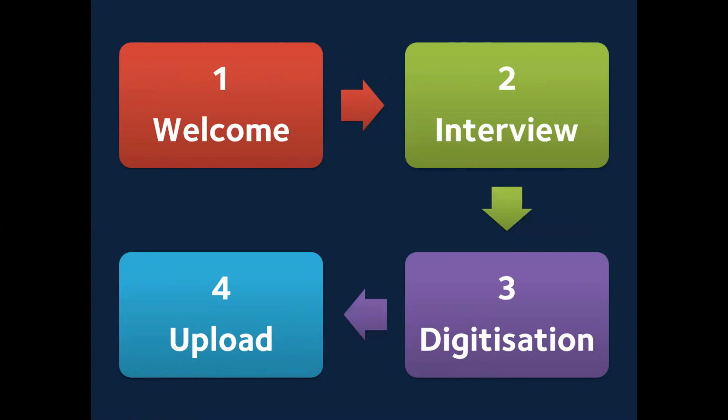We then move to the digitisation stage, and this is where those stories and objects are digitised. And what we really mean by that is they're scanned or they're photographed or they're digitally recorded in some way so that they can be stored on computers. And then we go to the upload stage. This is where we upload all of those stories, all of those scans and photographs onto our online archive.